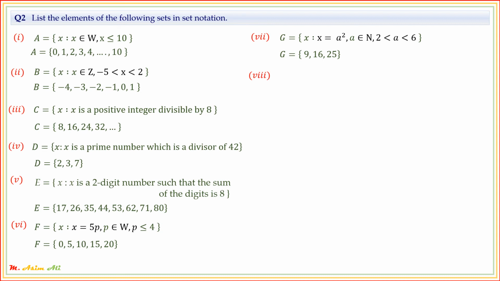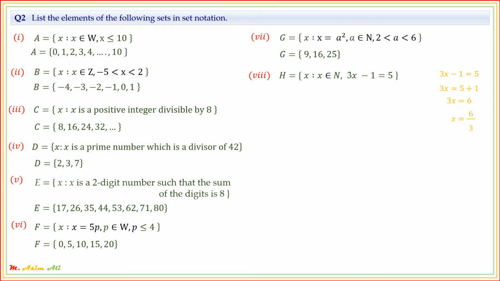Next, the eighth example, we have H is a set of elements x such that x belongs to the set of natural numbers and 3x minus 1 is equal to 5. This is an equation we have to solve, and x should come out to be a natural number. So let's solve this equation. 3x minus 1 is equal to 5. Minus 1 will go to the right hand side, it will become positive, so we will have 5 plus 1 on the right hand side. 5 plus 1 will become 6.